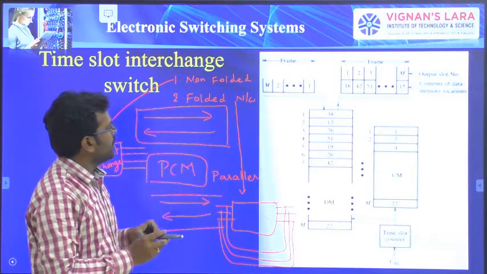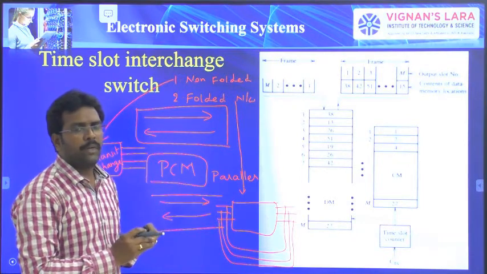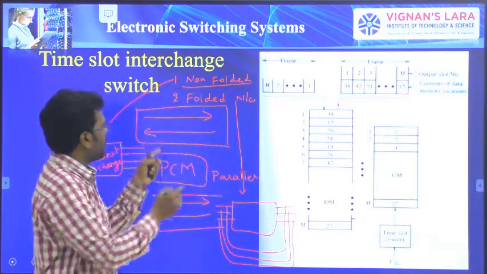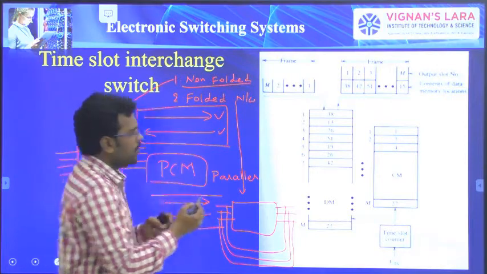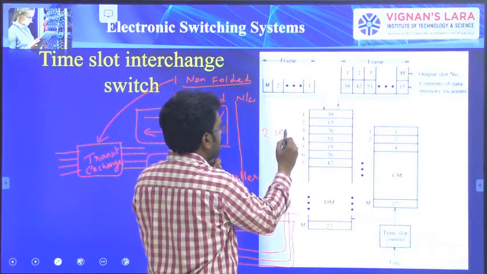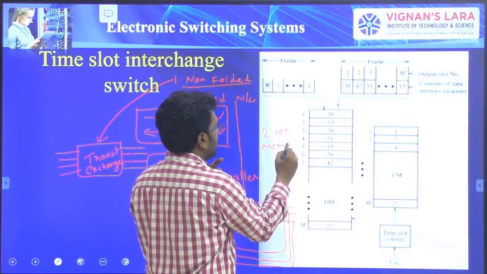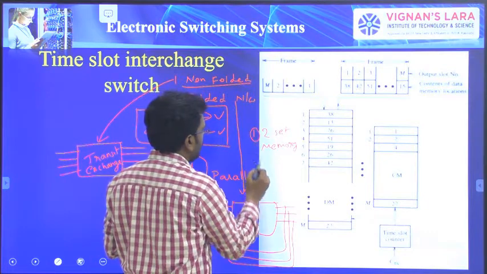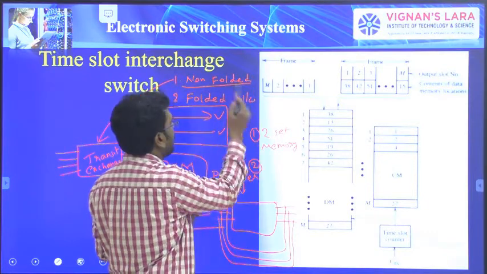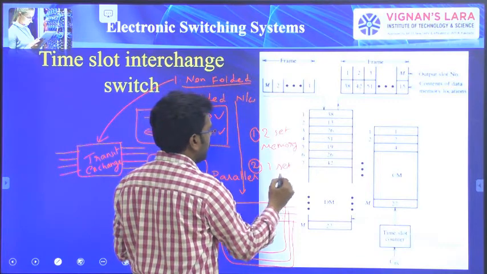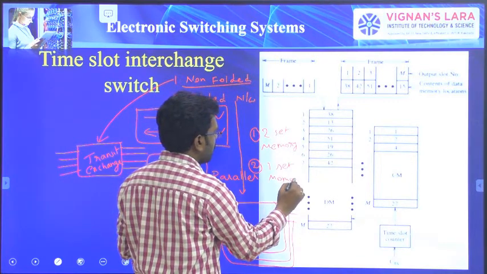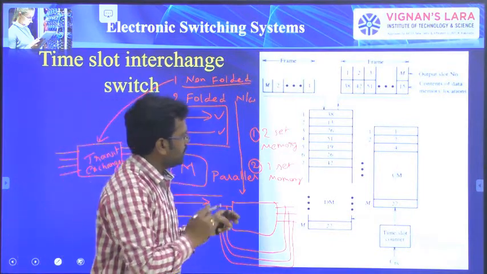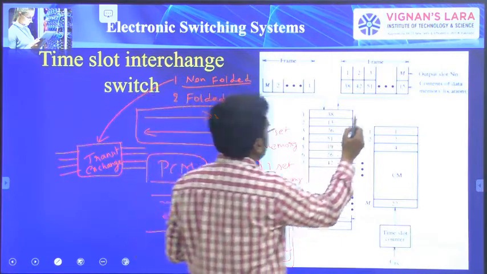In these two cases, how many data memories do you have to use? In the case of a folded network, since we are bothering about two-directional speech, we have to use two sets of memories. That means it requires two data memories and two control memories. This is the first point. And coming to the case of non-folded networks, only one set of memory is required. That is, one control memory and one data memory is sufficient. So this is about the TSI principle.